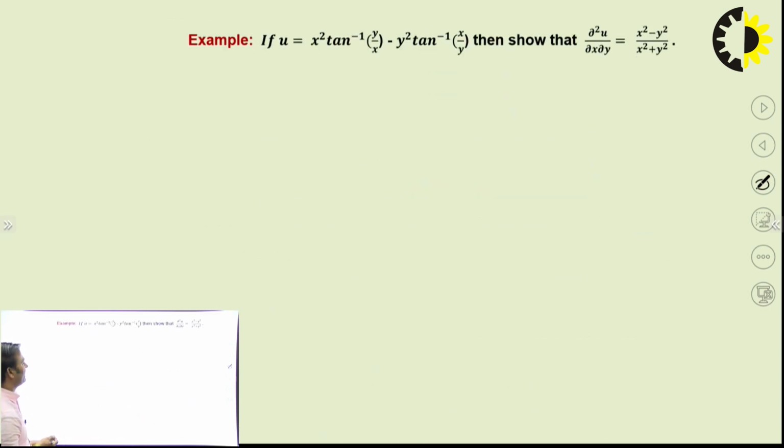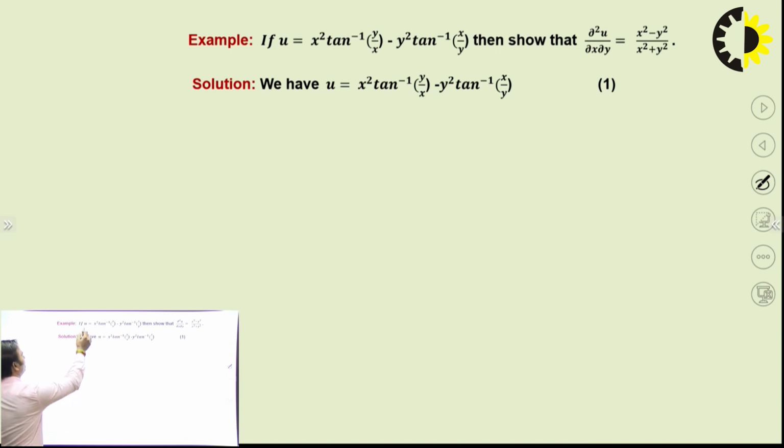I have another example, and student, this example is also very important to improve your learning power. What is the question saying? We have u equals x square tan inverse y upon x minus y square tan inverse x upon y. Then I need to show that the double derivative, the rate of change of u, first x then y, equals x square minus y square upon x square plus y square. It's a very important question, right?